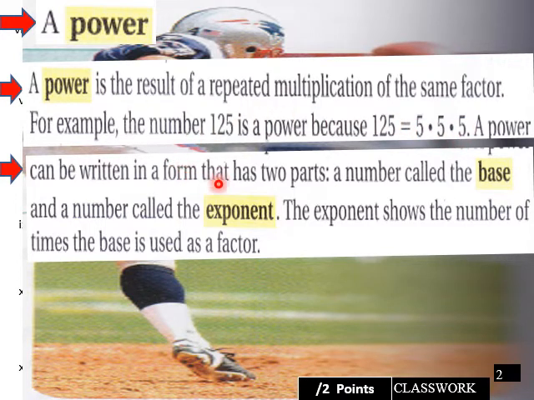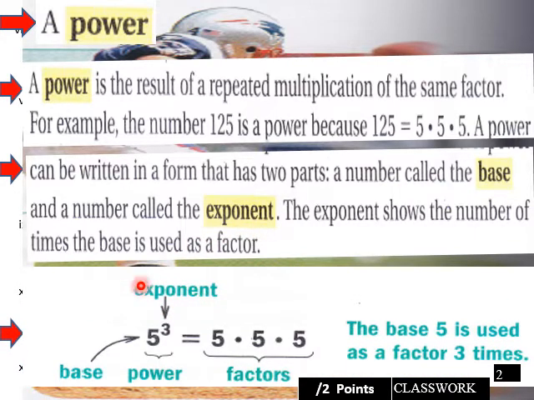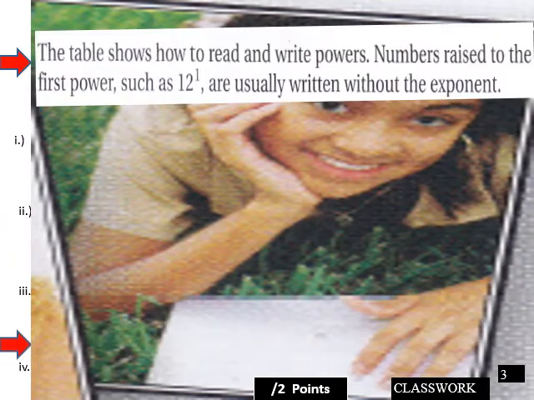A power can be written in a form that has 2 parts, a number called the base, and a number called the exponent. The exponent shows the number of times the base is used as a factor. So this whole thing is a power. Here's the base, here's the exponent, here are the factors. The base 5 is used as a factor 3 times, and that would be a power.